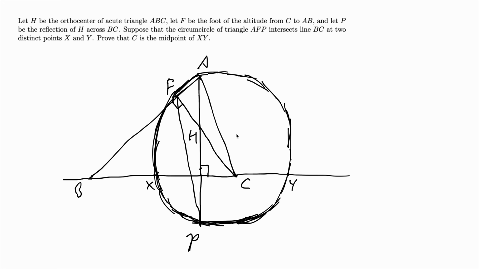For this problem, one obvious thing that we can do is let's say that this is O, the circumcenter of AFP. So if angle OCY is 90 degrees, then we finish our proof. So how should we prove that OC is perpendicular to XY?